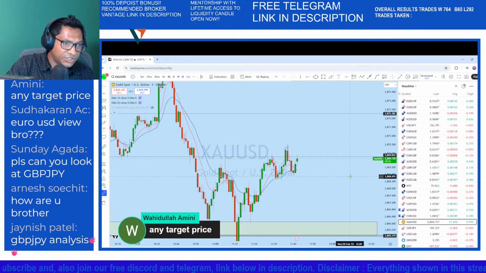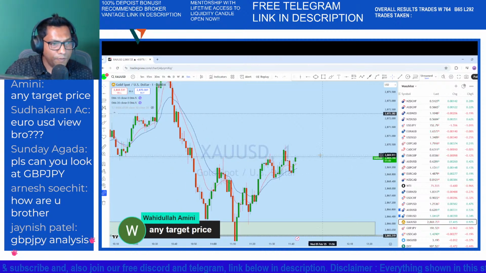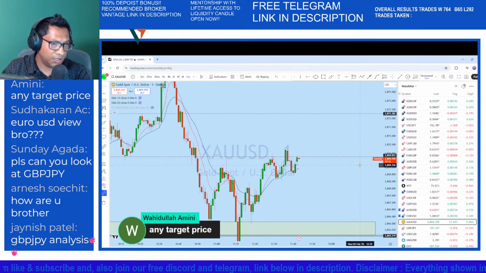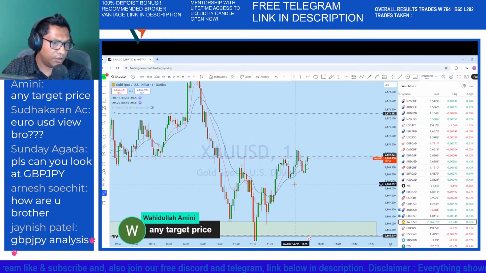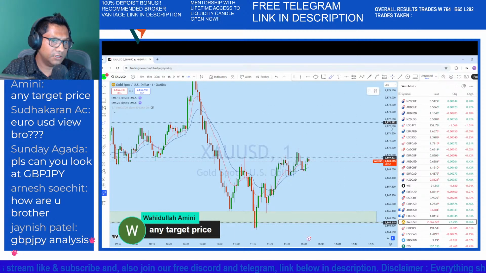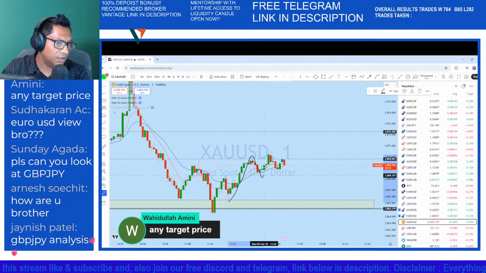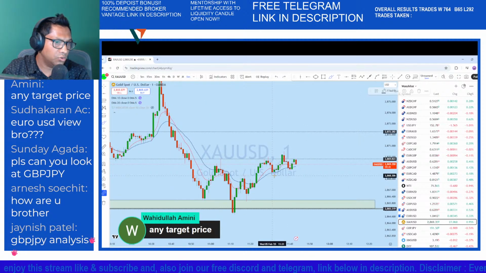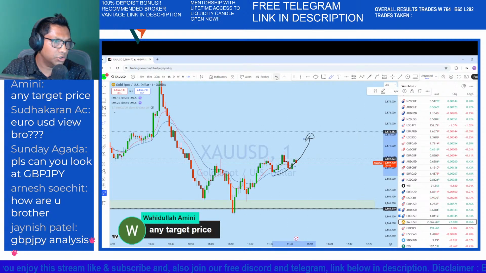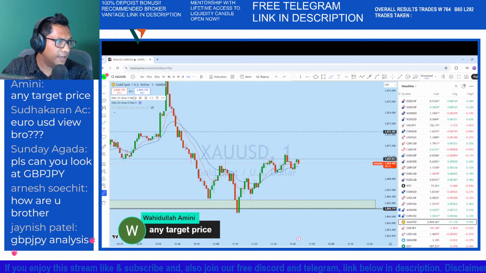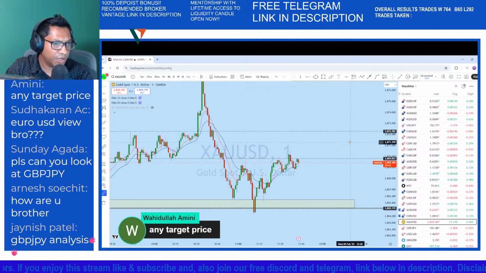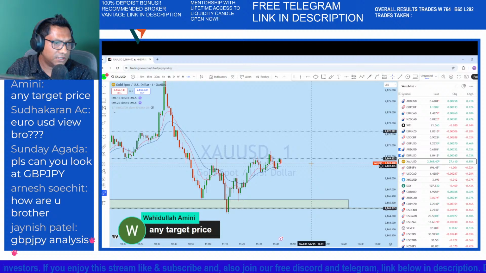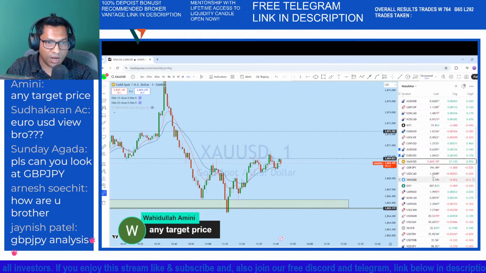Looking at the lower time frame price action, we can see there is some movement here. The market is locally trending here, and in that local trend we'll be waiting for the price to potentially move and then create a new higher high. So we can see XAUUSD is in a local uptrend.